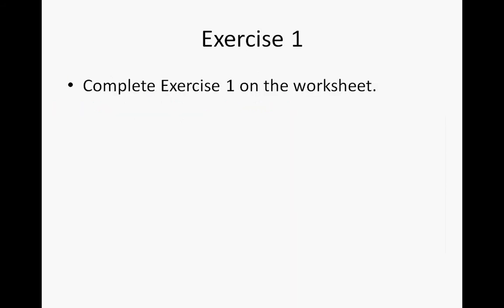All right, go ahead and complete exercise 1 on your worksheet, and when you are done with that, then continue the video to check your answers.